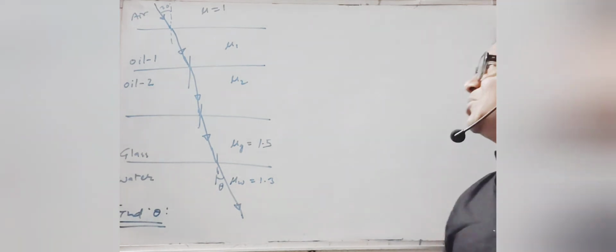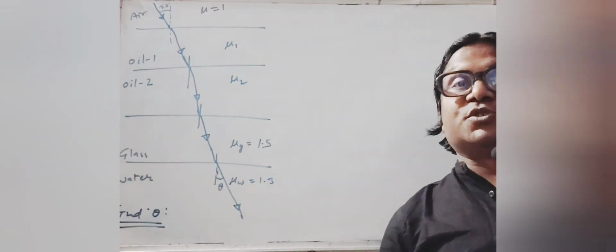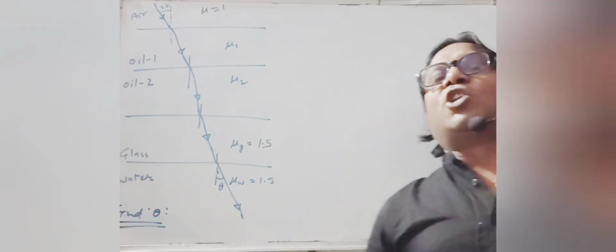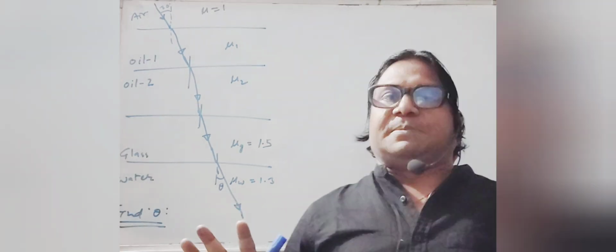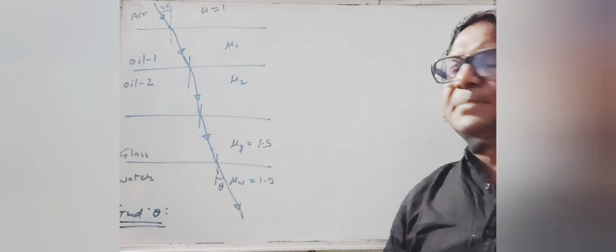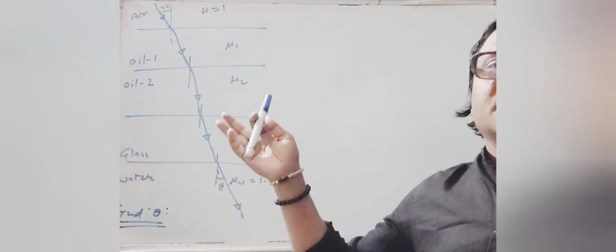Okay. So this is actually the situation of multi-layer refraction. So what to do in these situations? What to do under such situations? One normal answer you can say is, just apply the refraction rule, that is Snell's law, at each interface.